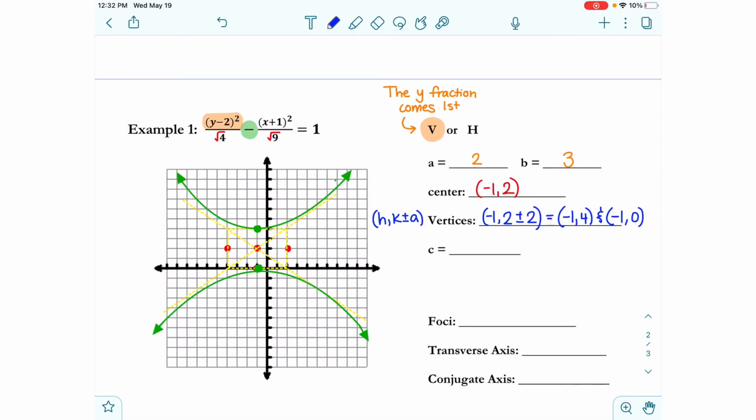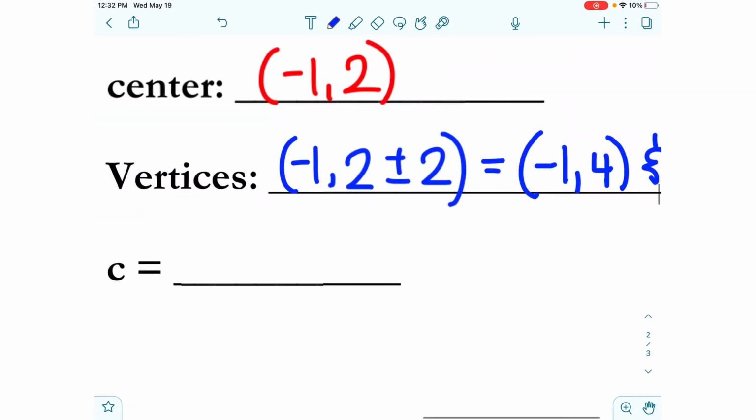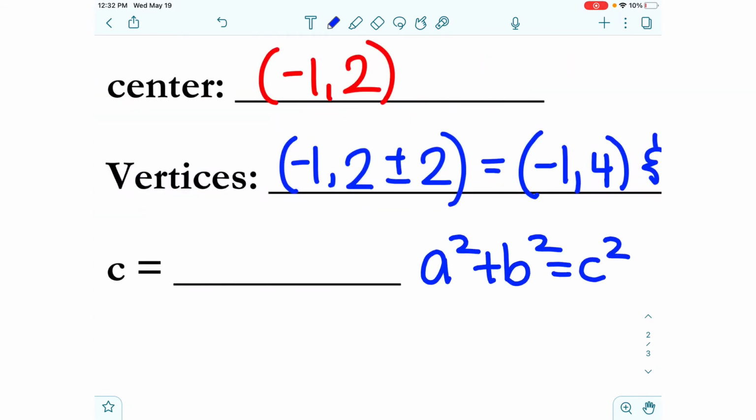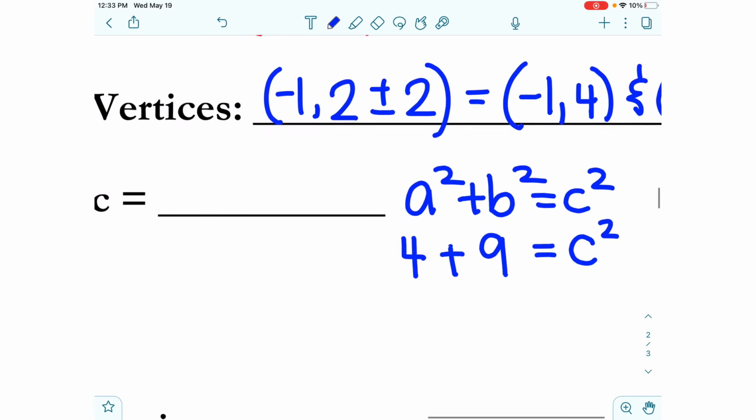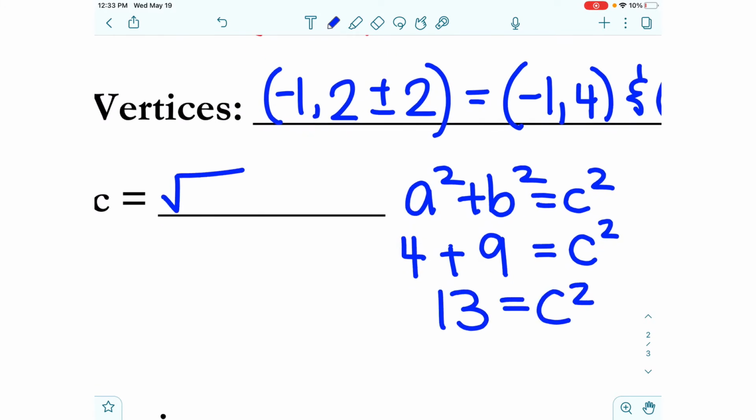You do have to use the formula for the C value, which is A squared plus B squared equals C squared. So A squared is 4 plus B squared, which is 9. So C squared equals 13, which gives me my C value of square root of 13. You could put plus or minus, but it's technically a distance. So this is about 3.6.